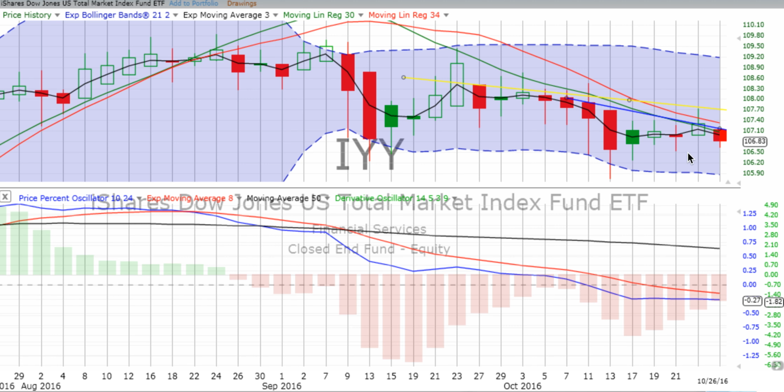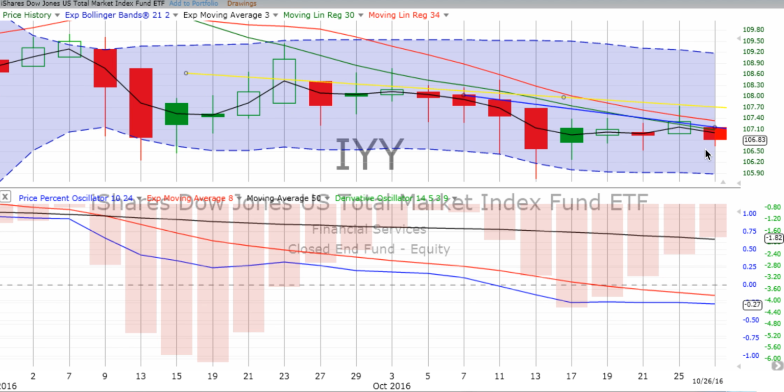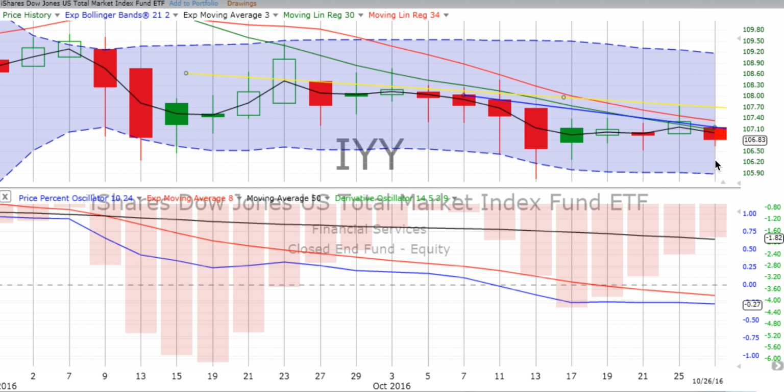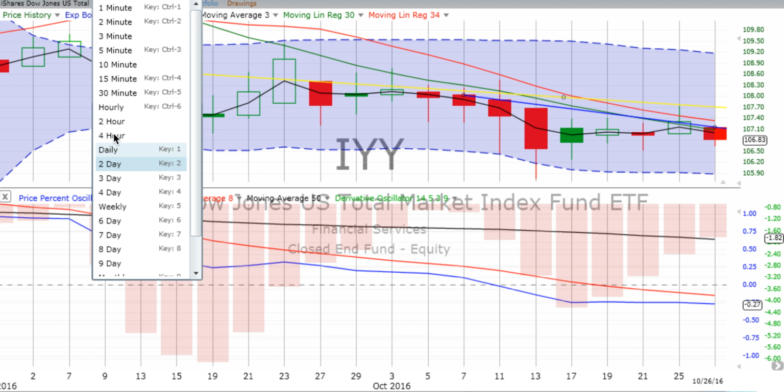Now, let's look intraday. Well, our candle right now is a down candle. It is the first day of the newest two-day candle. It will end. That candle will be drawn in full at the close of the market on the 27th. So let's look what happened intraday on Wednesday.